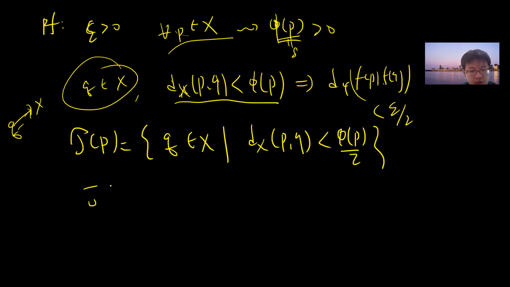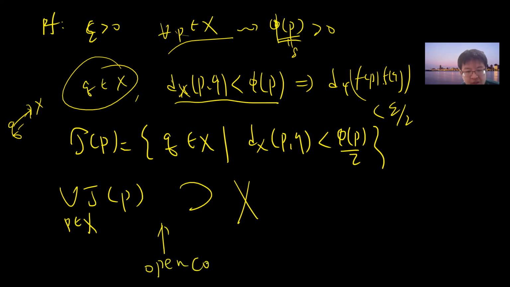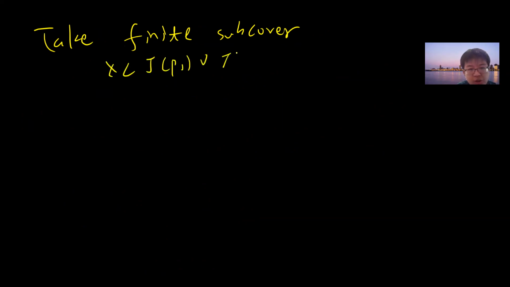Okay, so all the balls for p belonging to X are open sets. So they become an open cover which covers the original space X, right? It's an open cover because each one is open. So the old trick: since X is compact, take a finite subcover. Once you get the finite subcover, you can write X as the union of the balls around p1, p2, up to pn.